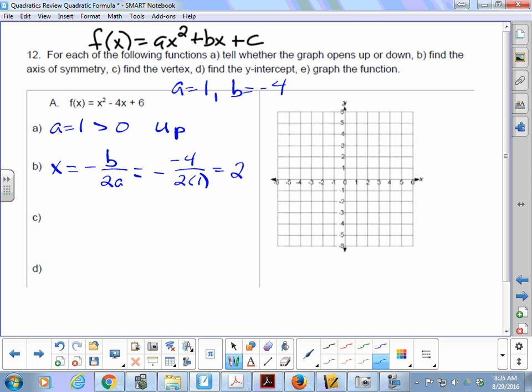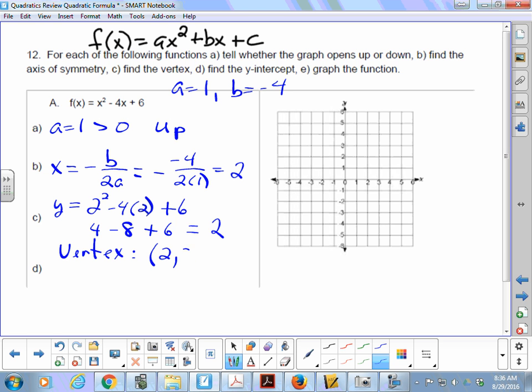To find the y value, or k, we just need to plug it in. So we've got 2 squared minus 4 times 2 plus 6. So 4 minus 8 plus 6 is 2. Nice. So the vertex is the point (2, 2). We can go ahead and graph that point.